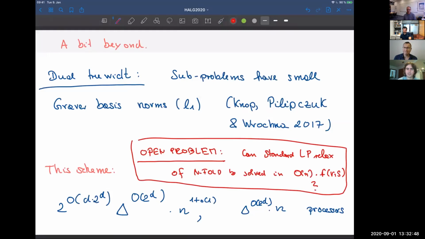Do you allow delta there in the function f? No. It's irrelevant because it should be strongly polynomial. It's just a standard LP relaxation where we don't replace the polyhedra by the integer hulls.